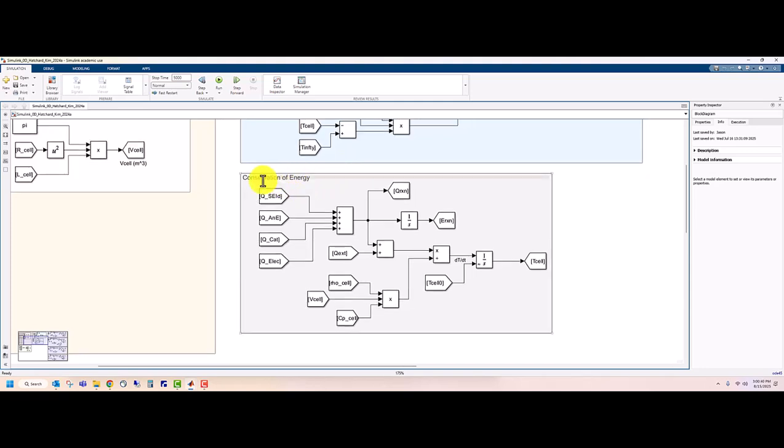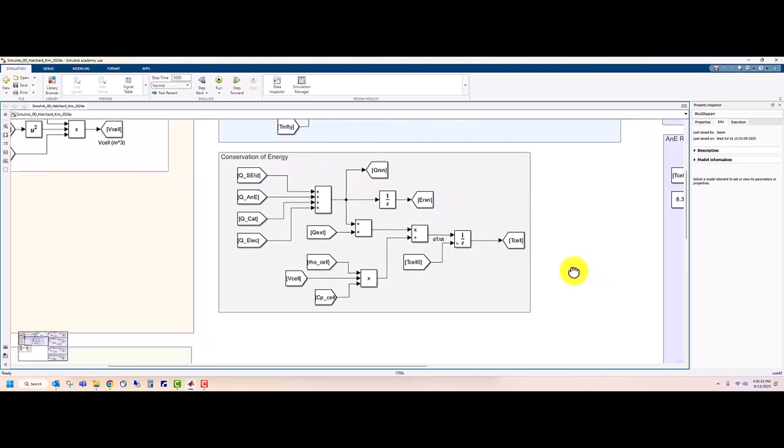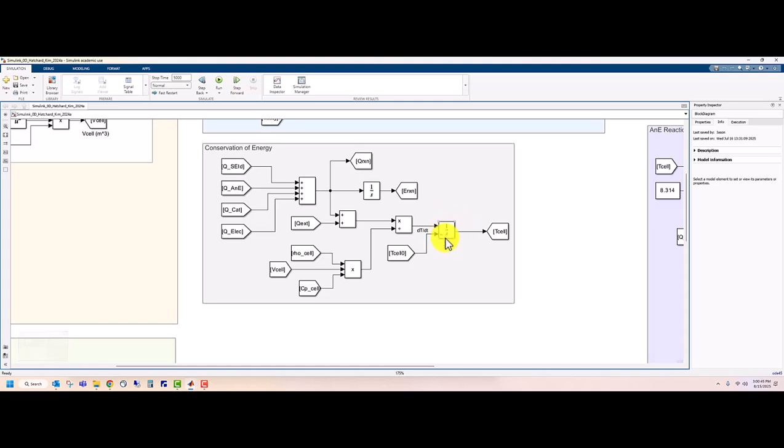Next, let's talk about the conservation of energy panel. Here, the 1/S block shows the integration of the time rate of change of temperature, dT/dt. So integrating that time rate of change of temperature gives us the cell temperature throughout the simulation. T cell 0 is the initial condition.